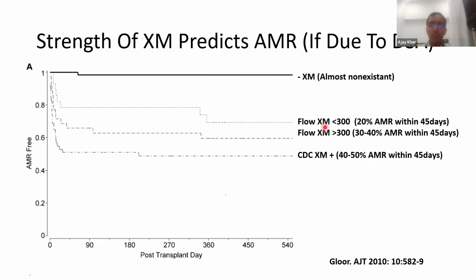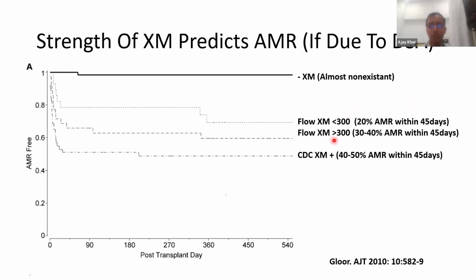If your flow crossmatch is positive, but the mean channel shift is less than 300, you have an antibody rejection rate, and you'll notice the majority of the rejections are within the first 90 days. So that is where your rejections are going to happen. After that, it's pretty much a flat line for most of them. So you will have a low flow crossmatch positive. You will have 20% antibody rejections within the first 45 days.